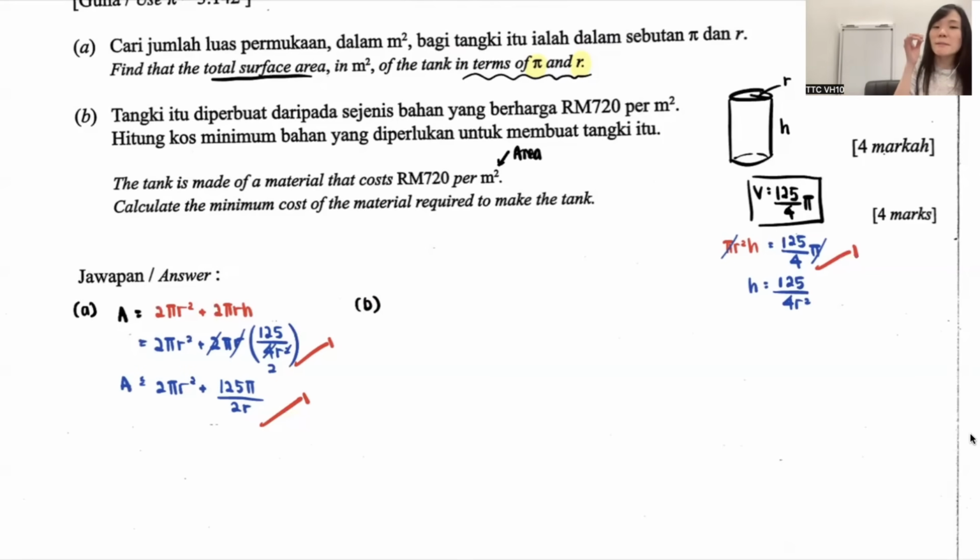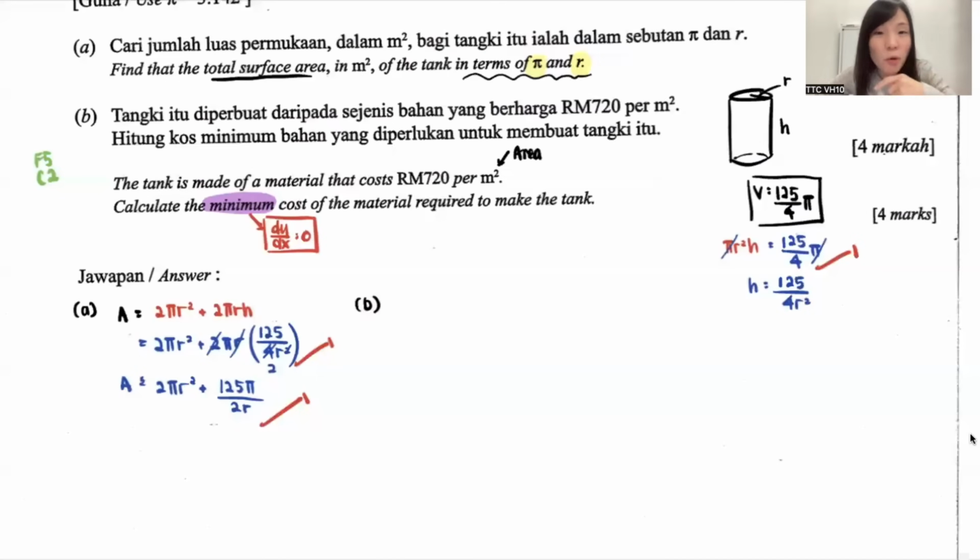Find the minimum cost of the material required to make the tank. Guys, I straight away know which chapter already. Can you tell me which chapter? Form 5, chapter 2. You know how I'm so sure it's Form 5, chapter 2? Because I saw the word minimum. So think twice: whenever you see the word minimum, maximum, turning point or stationary point, your mind must think of the formula dy/dx equals 0.